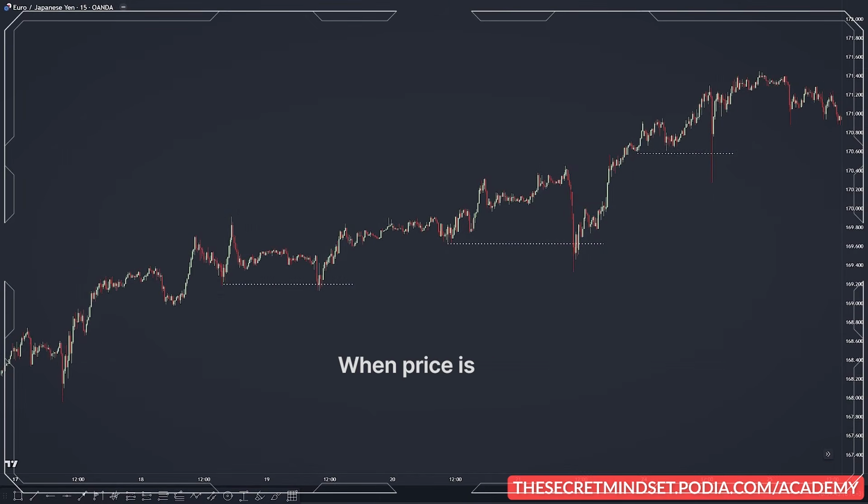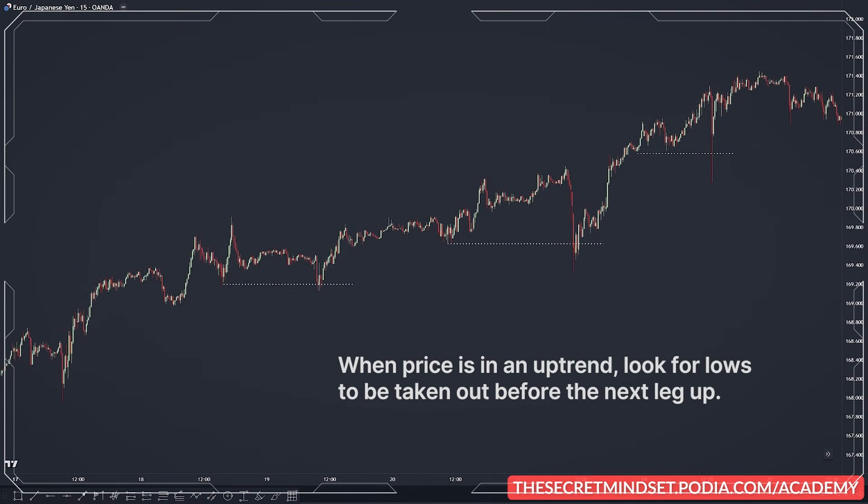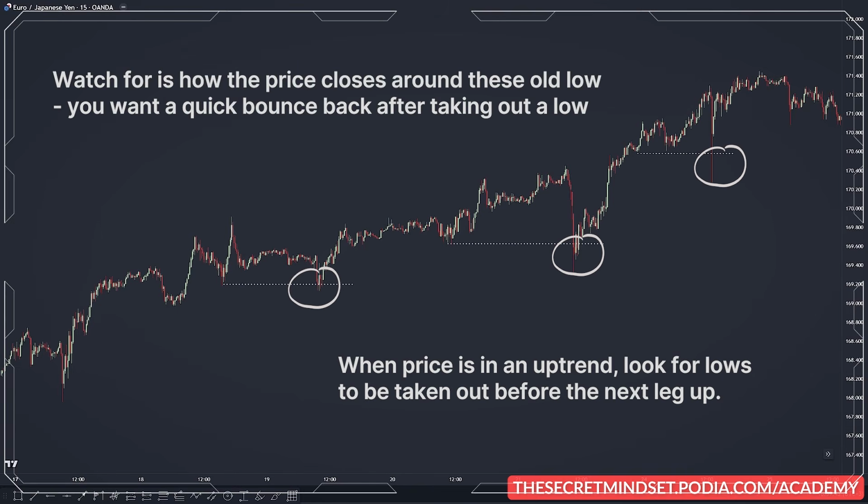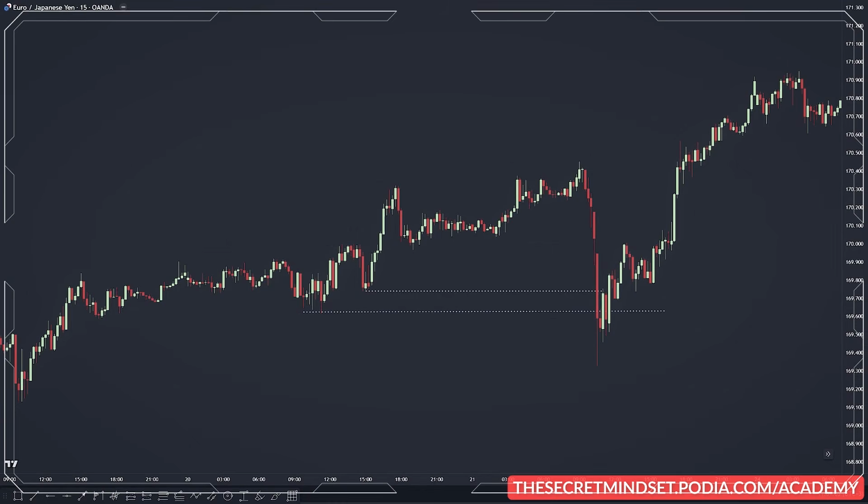This is how inducement works in trending markets too. When the price is in an uptrend, look for lows to be taken out before the next leg up. In this particular case, we can spot several potential entry points where the price ran a low before continuing higher. The key thing to watch for is how the price closes around these old lows. If it quickly bounces back after taking out a low, that's a strong sign that the uptrend is still intact.